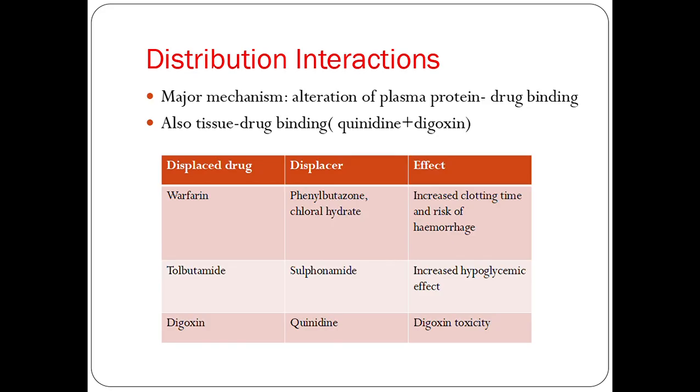Then the displaced drug here is tolbutamide and the displacer is sulfonamide. Sulfonamide will displace the tolbutamide and the effect is increased hypoglycemic effect. Then digoxin: the displacer is quinidine and the effect is digoxin toxicity. So these are examples of distribution interactions.